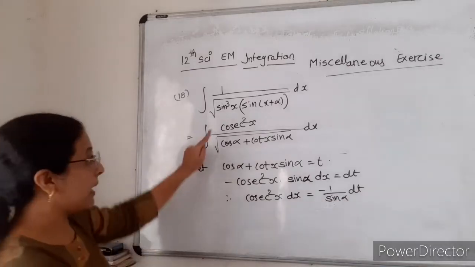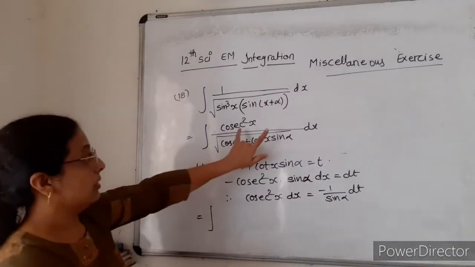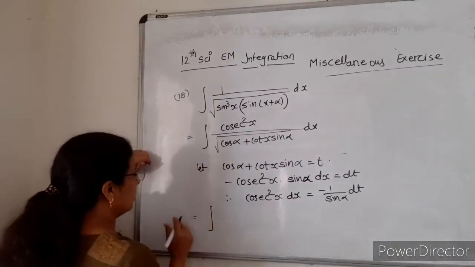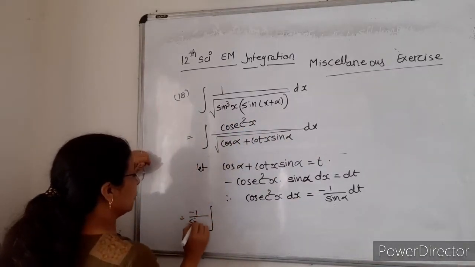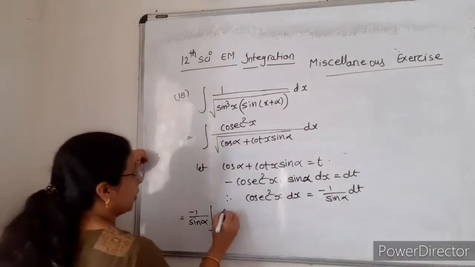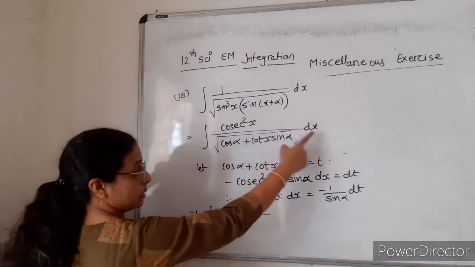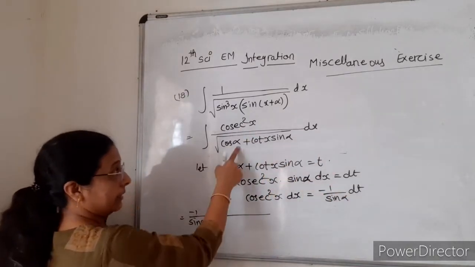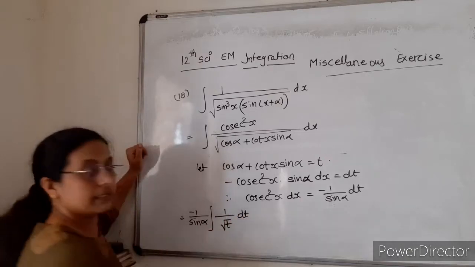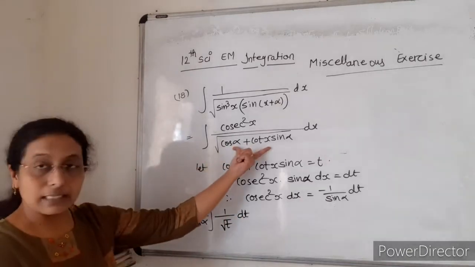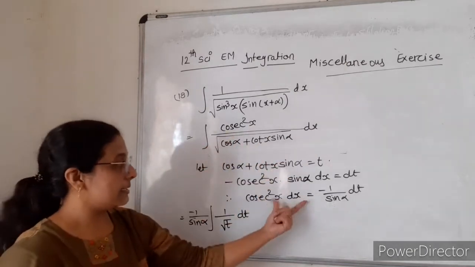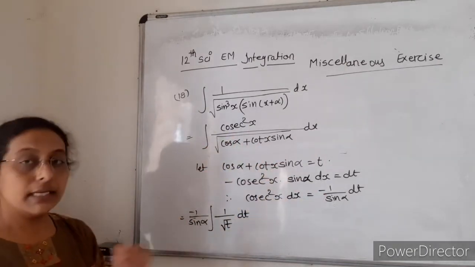So now I will apply it over here, that is cosec square x dx is minus 1 upon sin alpha. You just take it outside. Cosec square x dx will become dt, and this is root t, dt. Yes or no? This is t, so it is root t, dt. Cosec square x dx is minus 1 upon sin alpha and dt.